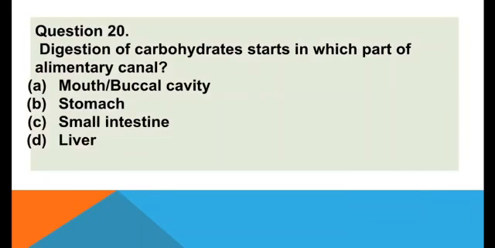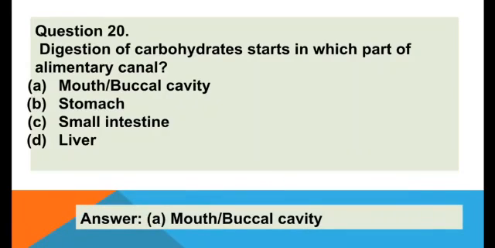Now we have question number 20. Digestion of carbohydrates starts in which part of the alimentary canal? You have to tell me the name of the part of the alimentary canal which starts the digestion of carbohydrate. Your options are option A, mouth or buccal cavity, option B, stomach, option C, small intestine, and option D, liver. As we know, the digestion of carbohydrate starts from the mouth, or you can say buccal cavity. So the correct answer will be option A, mouth or buccal cavity. It starts the digestion of the carbohydrate.